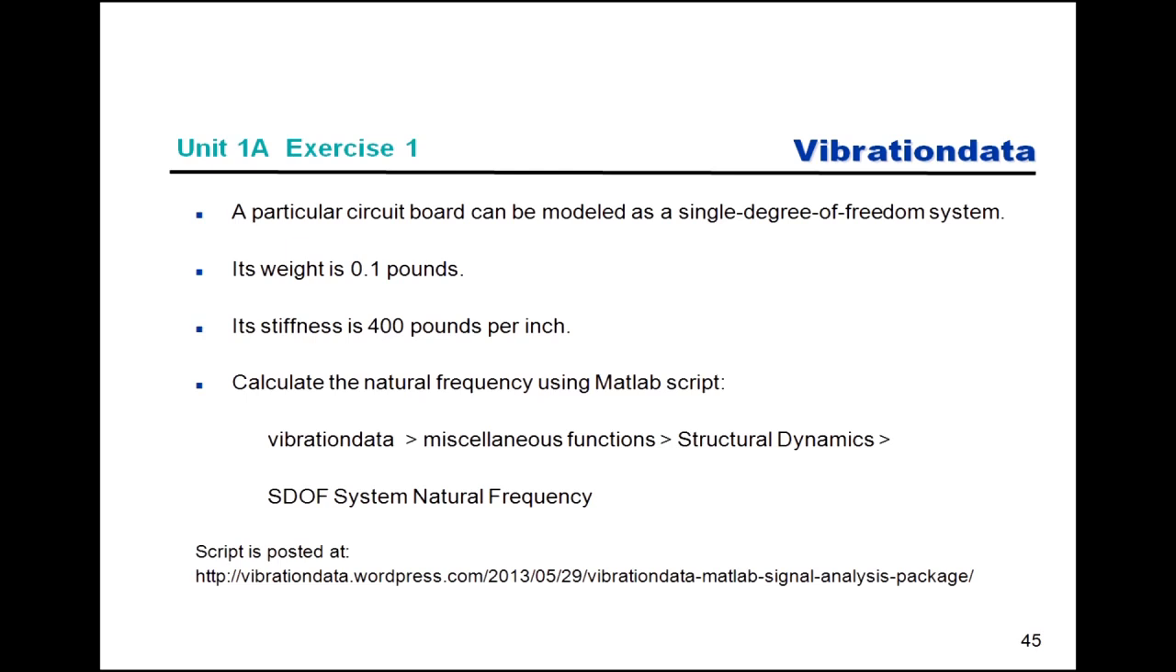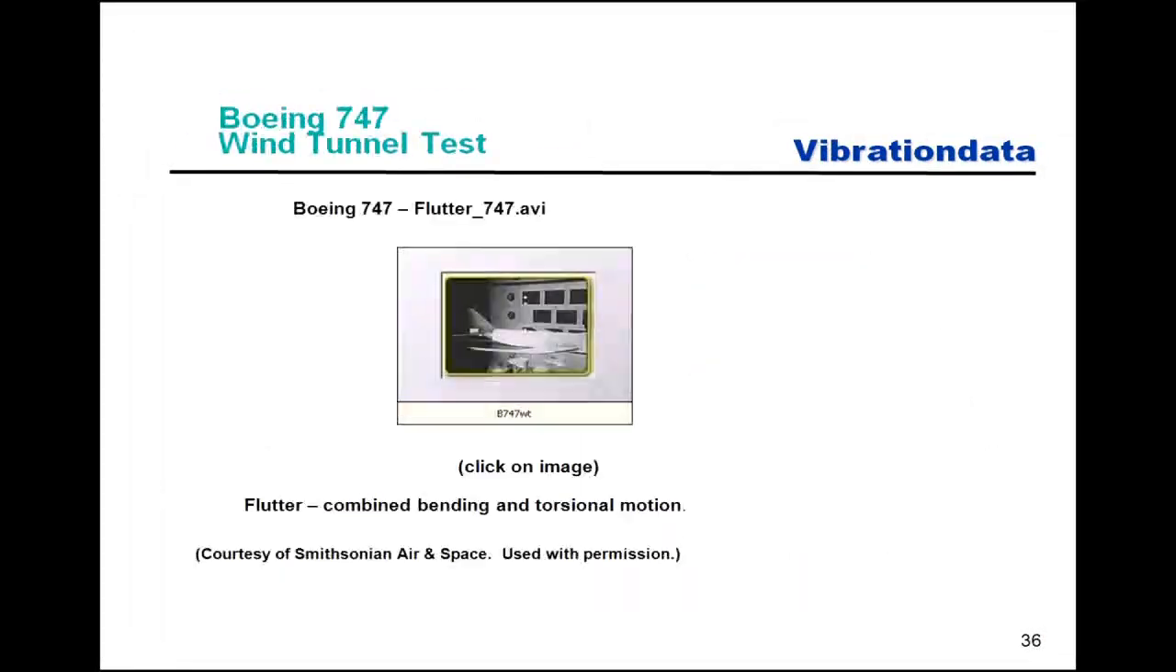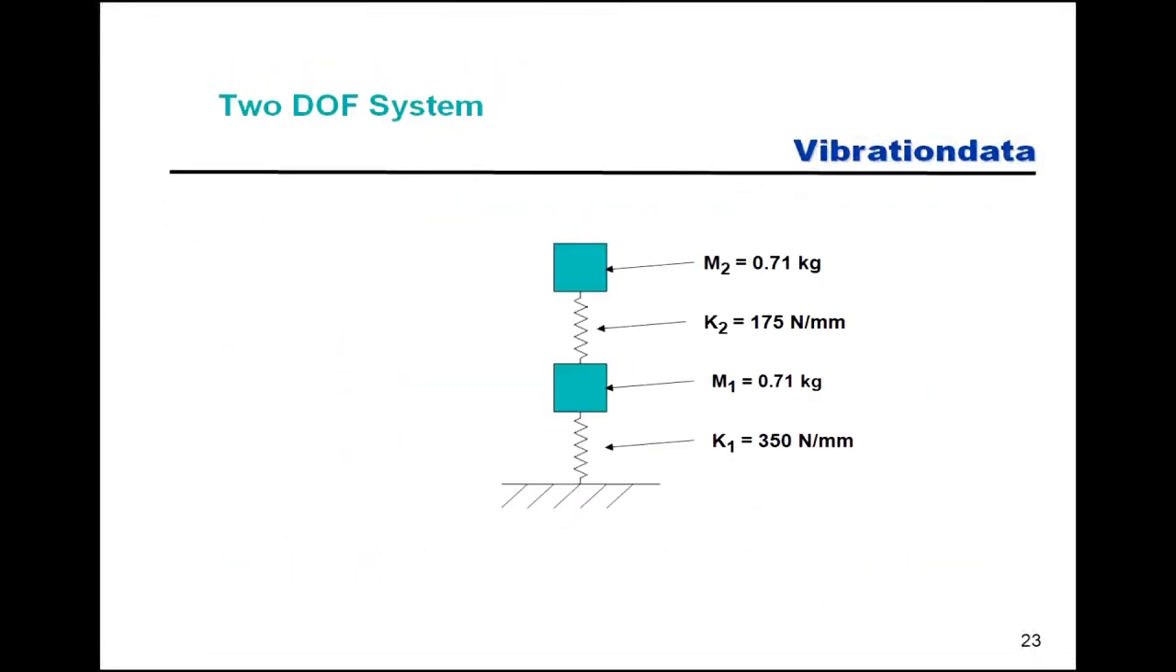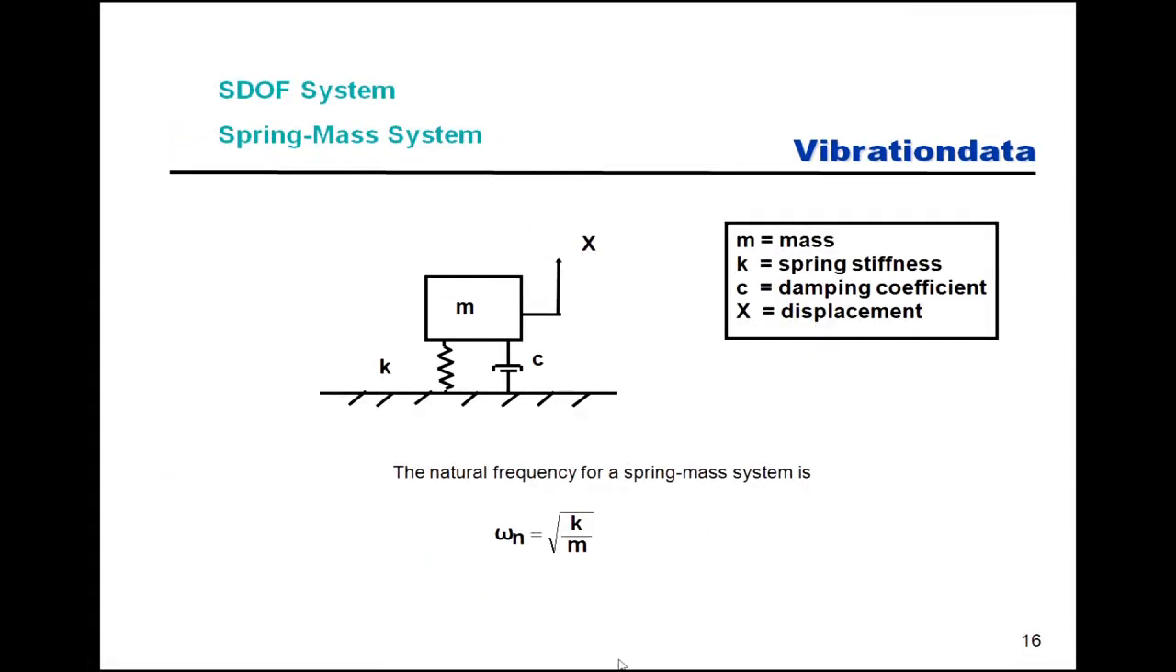Its stiffness is 400 pounds, that's LBF per inch. And we can calculate the natural frequency. Well, the natural frequency formula, we've seen that previously. Go back a number of slides. It's going to be equal to the square root of the stiffness over the mass. And this would be the radians per second angular frequency. Then we divide by 2 pi to convert that into hertz.